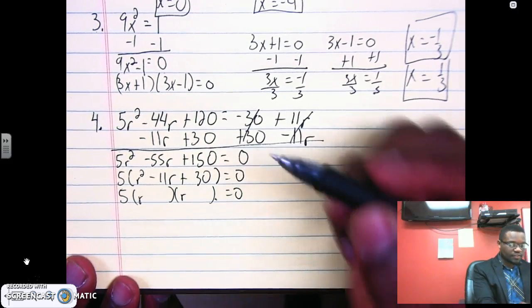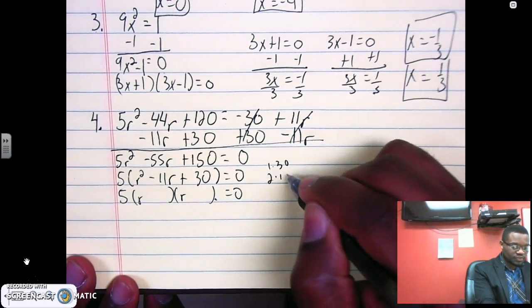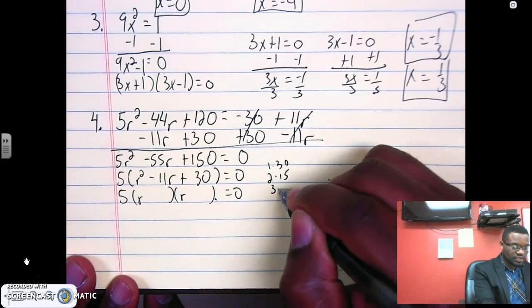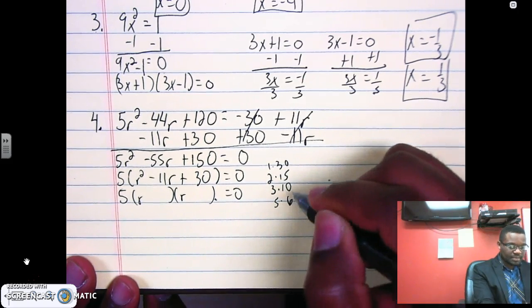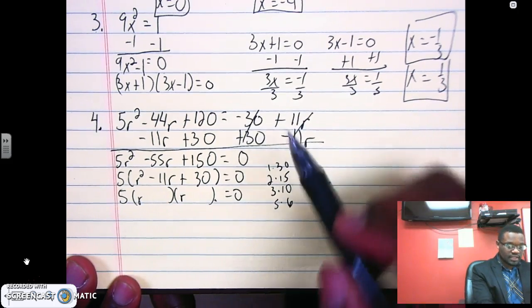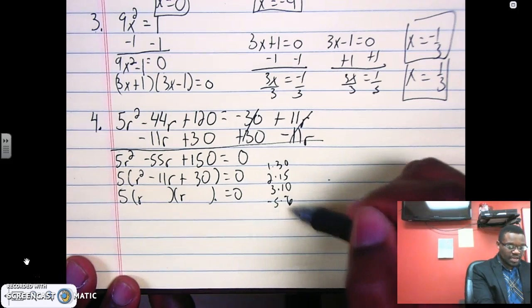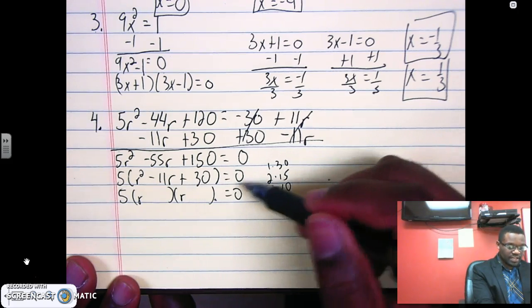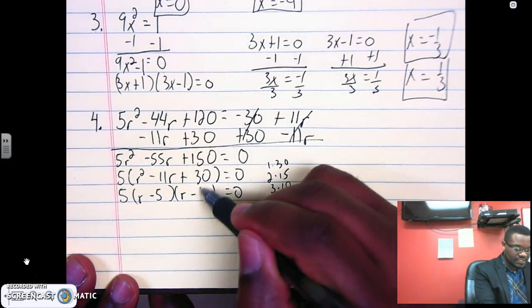R and R, and the factors of 30 are 1 and 30, 2 and 15, 3 and 10, 5 and 6, and I'm trying to get a negative 11, so I'll make both the 5 and the 6 negative, and when you multiply those two, you get a positive 30, so that works. And so I do minus 5 and minus 6.